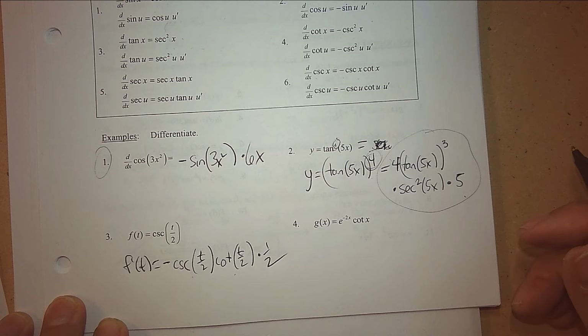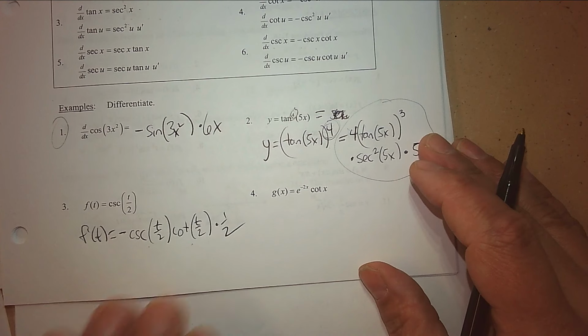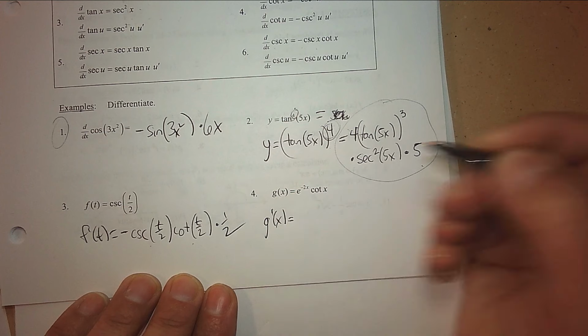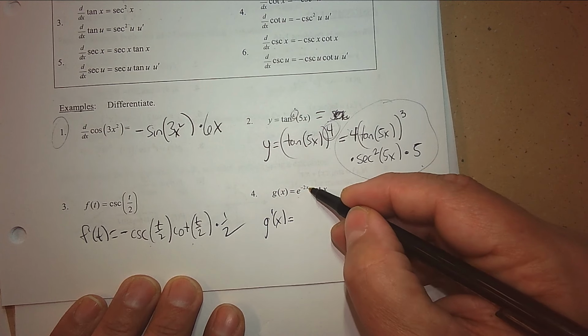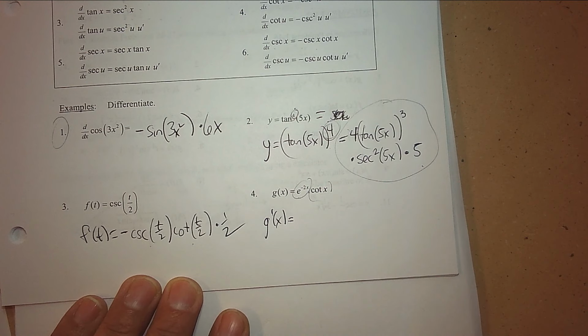So will we do the product rule on the left hand? Let's look. Number 4. Do you see e to the negative 2x times cotangent? That's definitely a product rule. You're multiplying 2 variables together, right? The same variable, but you're multiplying them together.